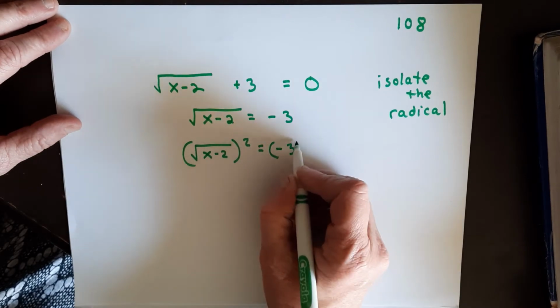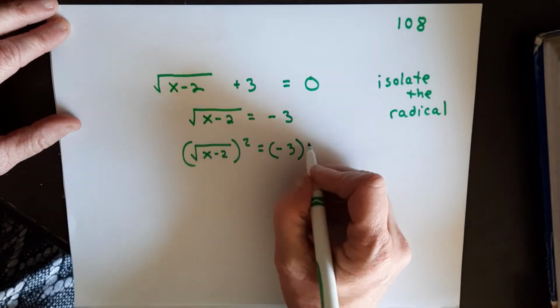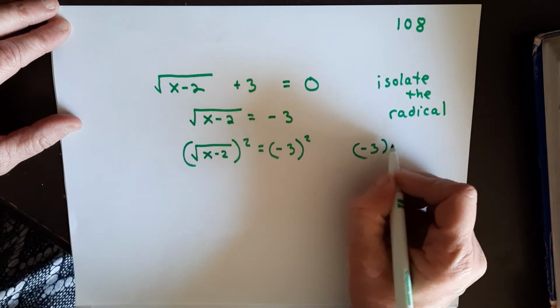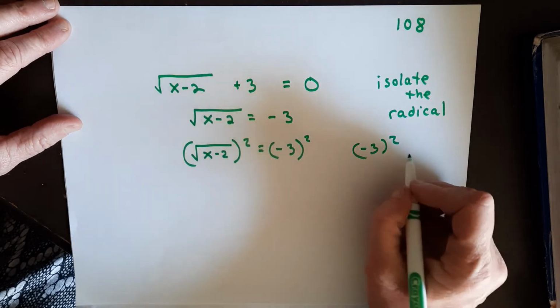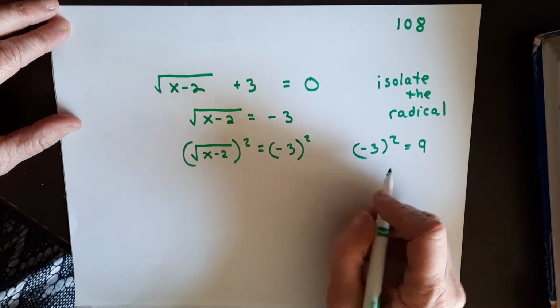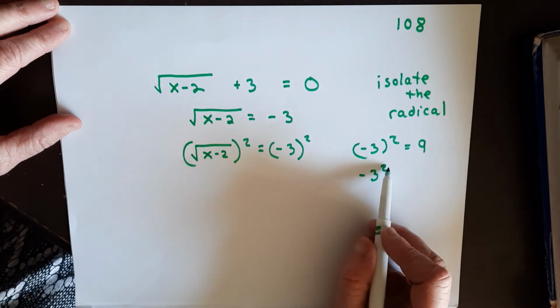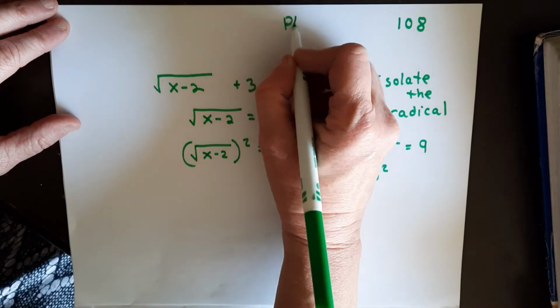Make sure, this is super important, that you put that in parentheses. It is negative 3 squared. Negative 3 squared in parentheses. We want to square this whole thing. Equals 9.